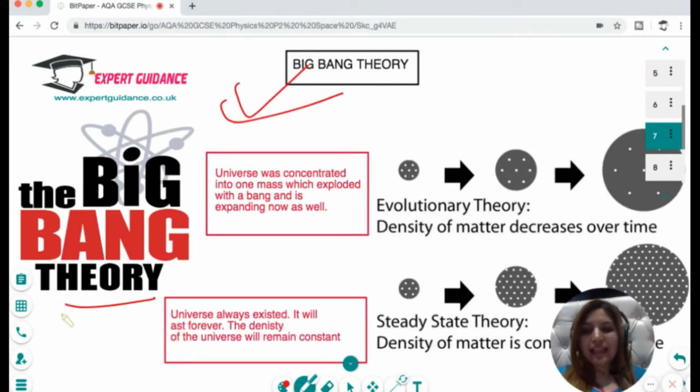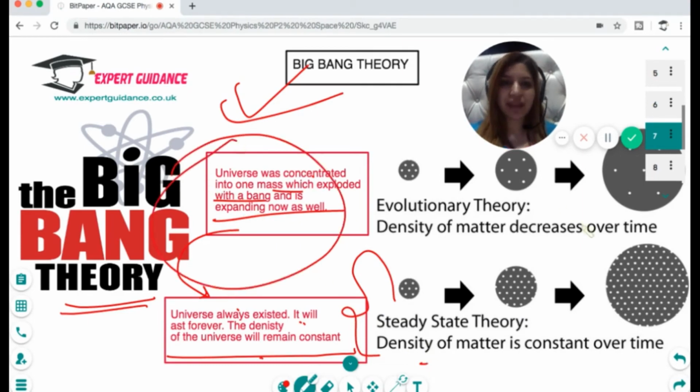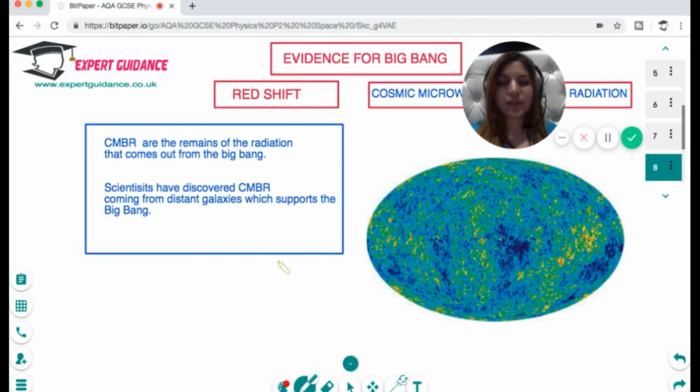The Big Bang Theory says that the universe was concentrated into one mass, which exploded with a Big Bang and is expanding now as well. There was another theory, which is opposite to that, the steady state theory, which states that the universe always existed and will last forever and the density of the universe will remain constant. Now, there is no evidence for the steady state theory, but we have evidence for the Big Bang theory. And what are the two evidences for the Big Bang theory?